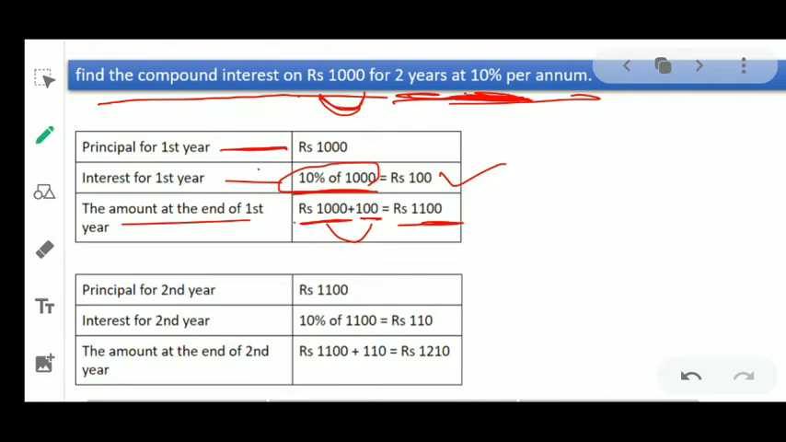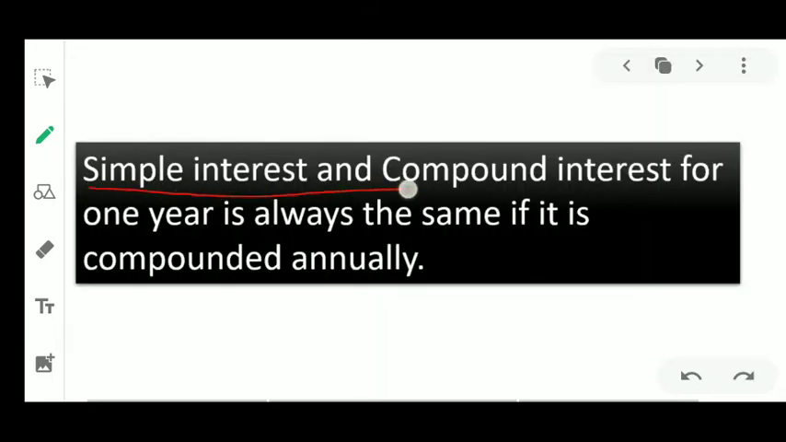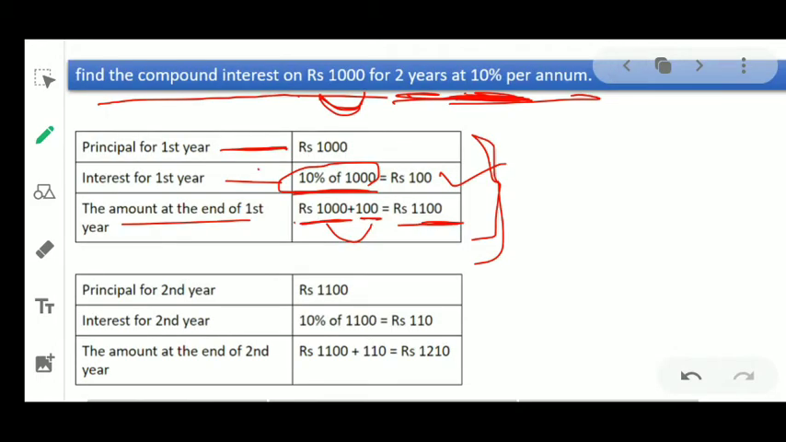So this is exactly the same as simple interest. Okay, remember students, the simple interest and compound interest for 1 year are always the same if it is compounded annually. So if you calculate the compound interest for 1 year, that is the same as the simple interest. Now look at this. Now we'll calculate the interest of second year.